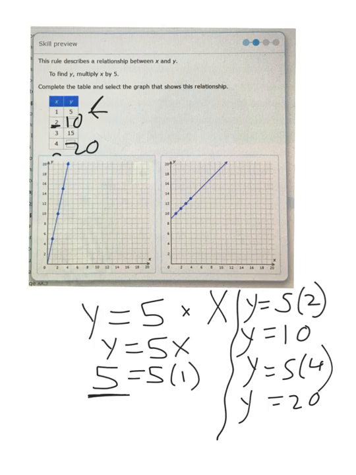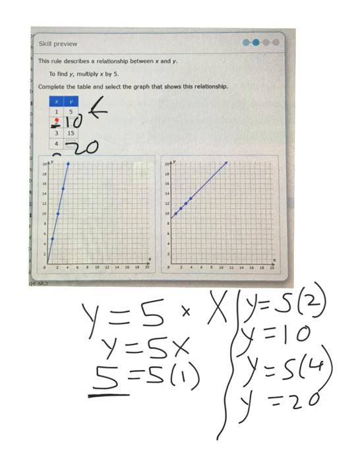So the second part of the question is, complete the table and select the graph that shows the relationship. So we did complete the table. Now we have to select the graph. So when x is 1, y is 5. Yeah, that works for this one. Over here, when x is at 1, y is at 10. So I'm pretty sure it's this one here.